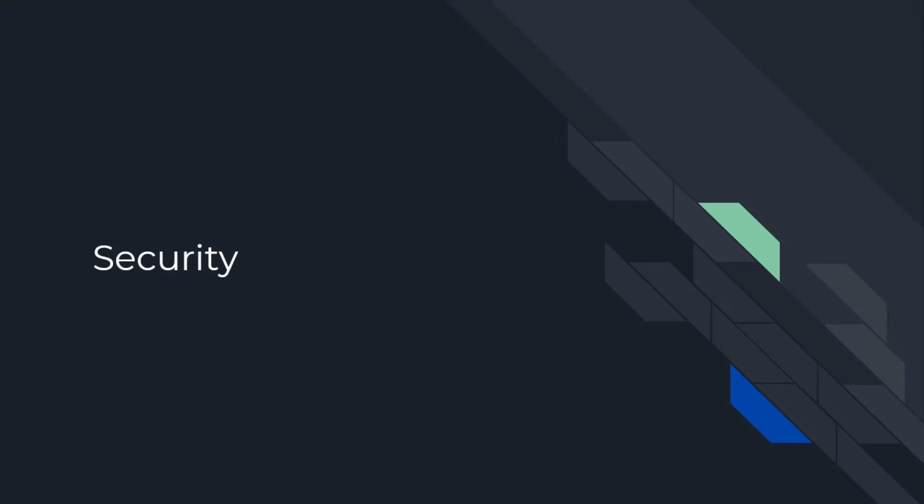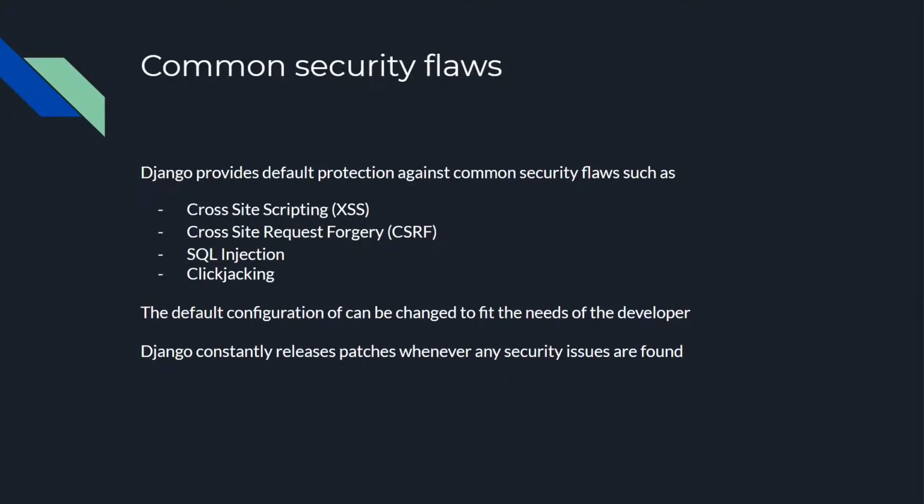Developers will often make mistakes that cause security issues. Django has many built-in features to help avoid these common mistakes. By default, Django provides protection against many common security holes. This includes vulnerabilities such as cross-site scripting, cross-site request forgery, SQL injection, and clickjacking. The default configuration for these protection methods are documented on Django's website and even provide guides on how to customize them to fit the needs of a developer. Django also constantly releases patches for new security issues, and these are also documented on their website.